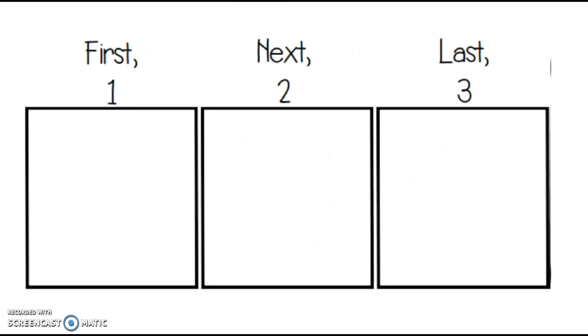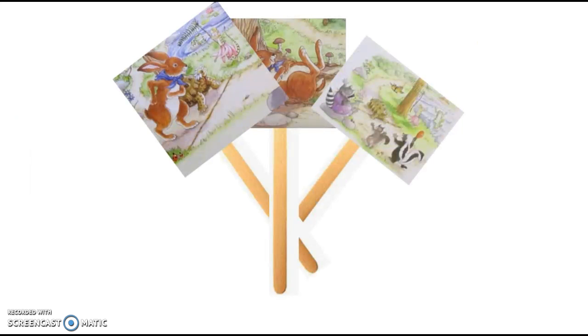When you retell a story, you want to tell what happened at the beginning, middle, and end. What happened first, next, and last. What order should these go in? Look very closely at the illustrations and see if you can put these in the correct order.